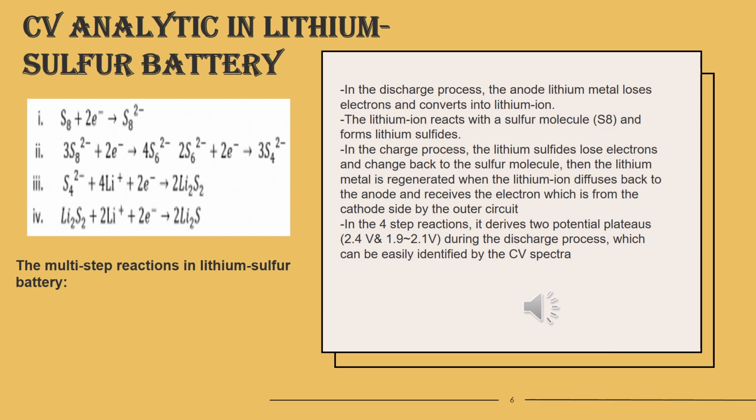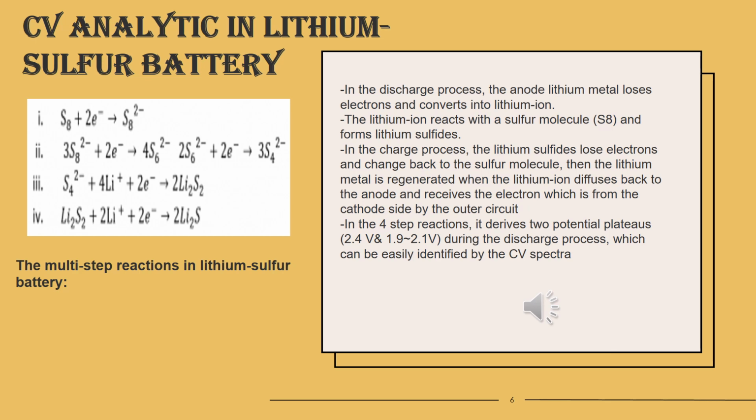Firstly, in the discharge process, the anode lithium metal loses electrons and converts into lithium ions. Lithium ions go through the electrolyte separator and diffuse to the cathode surface. Then, the lithium ion reacts with a sulfur molecule and forms lithium sulfides. In the charge process, the sulfide loses electrons and changes back to the sulfur molecule. Then, the lithium metal is regenerated when the lithium ion diffuses back to the anode and receives the electron which comes from the cathode side through the outer circuit.